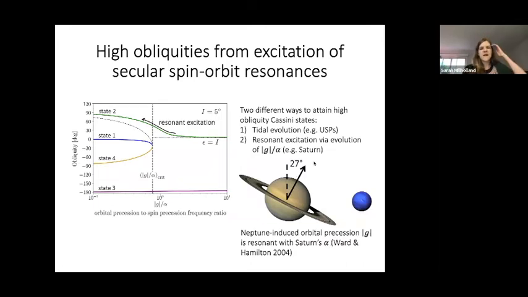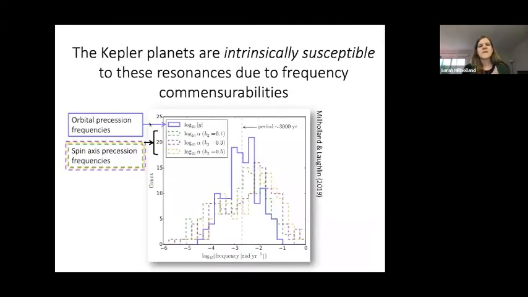So just to reiterate again, if the planet starts out here with the ratio G over alpha in this regime, and this ratio evolves, then the planet obliquity can also get excited to non-negligible values. So in this work from last year, we showed that these close-in Kepler planets are actually highly susceptible to these resonances because of just a coincidental frequency commensurability.